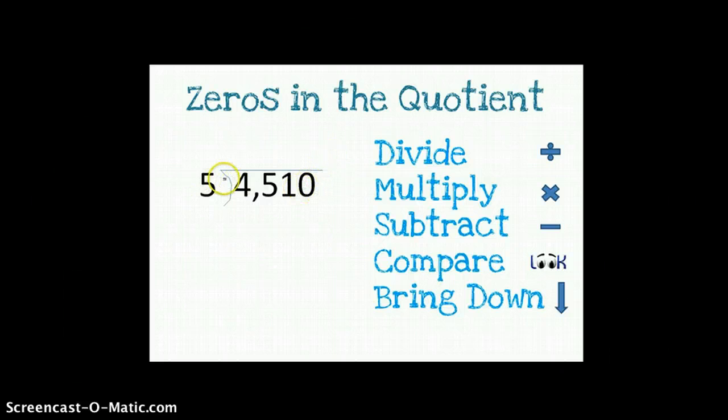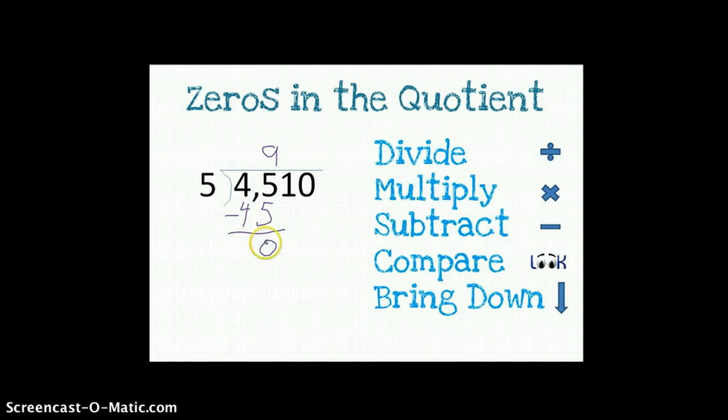Alright, we have the problem 4,510 divided by 5. So the first thing I do is I follow my rules. I divide. 5 will go into 4 0 times. So I'm going to move on and make this 45. How many times will 5 go into 45? So I'm going to divide. 45 divided by 5 is 9. 9 times 5 is 45. I'm going to subtract. 45 minus 45 is 0.